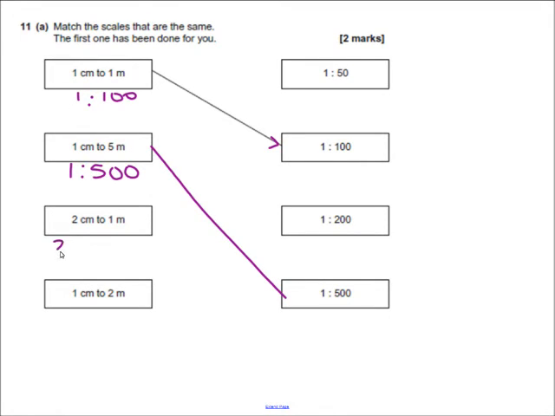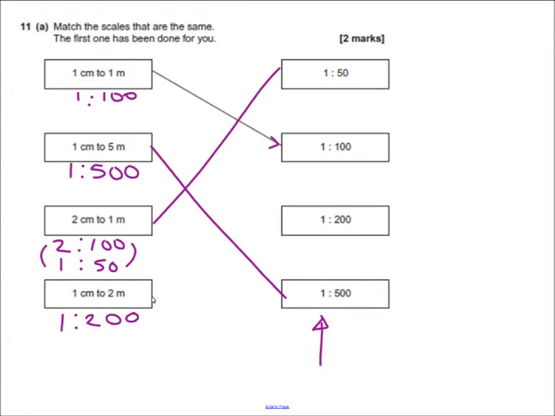2 centimetres to 1 metre, well 1 metre is 100 centimetres, can be simplified. So this is a ratio they're asking us to simplify because we have no 2's in the first part of our ratio. So when I divide 2 by 2 I get 1, and I divide 100 by 2 I get 50. So 2 centimetres to 1 metre is 1 to 50. And then finally 1 centimetre to 2 metres, well that's 200 centimetres, gives me the match-up between these two. And this is exactly like the card matching that we've done in class.